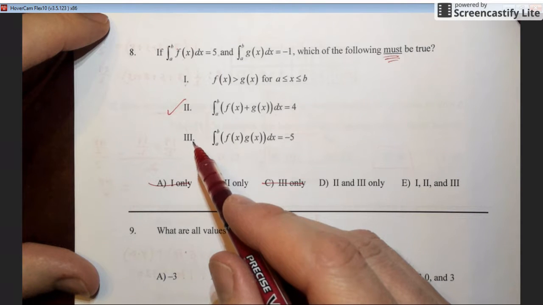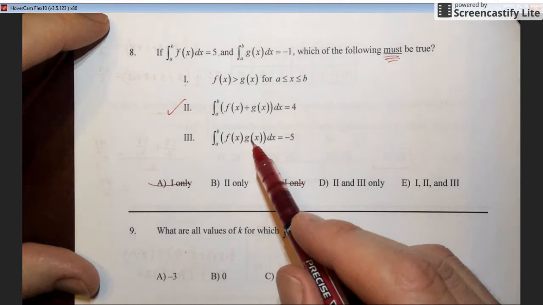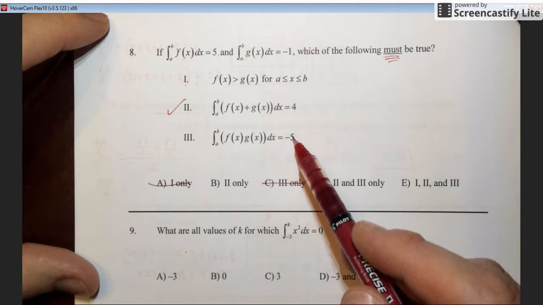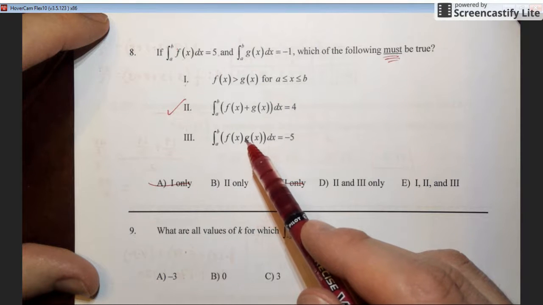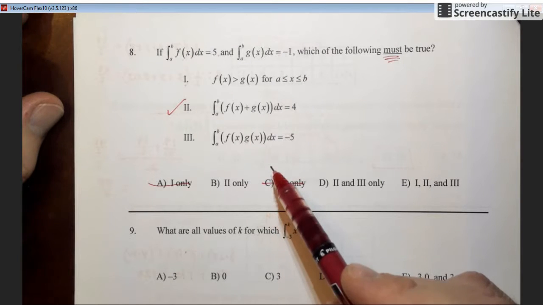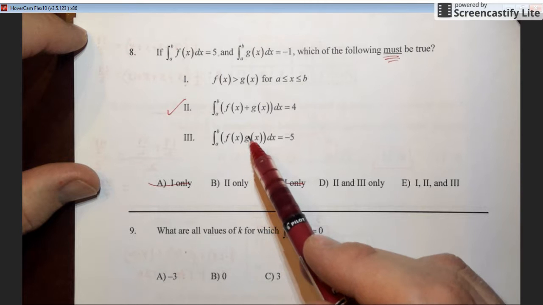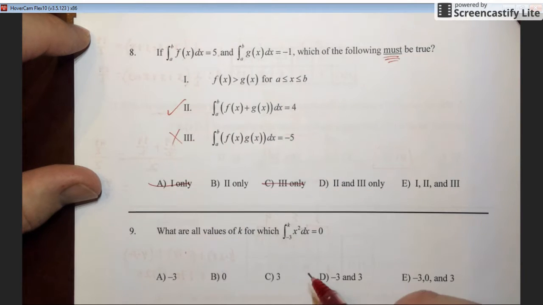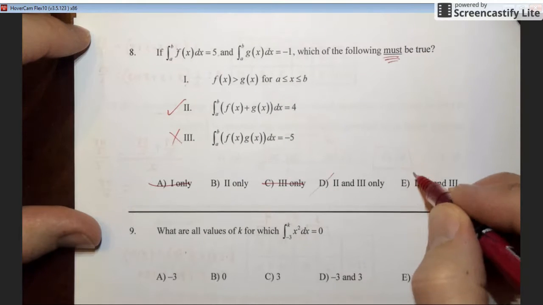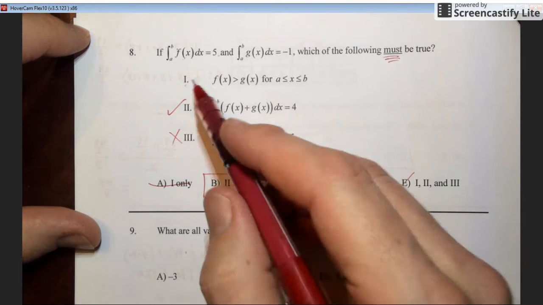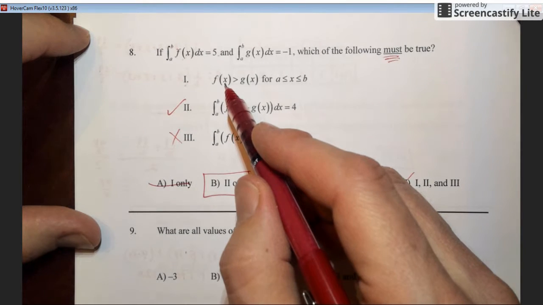Now we look at number 3. Well, this says f times g is -5. And yes, 5 times -1 is -5, but our properties do not state that multiplication definitely will be able to be split up. Addition, yes, that will work. Subtraction, yes, it'll work. But multiplication and division may not necessarily work and likely will not work. So this is not true. So 3 is out, which means D is out and E is out, and our answer is going to be B, number 2 only.